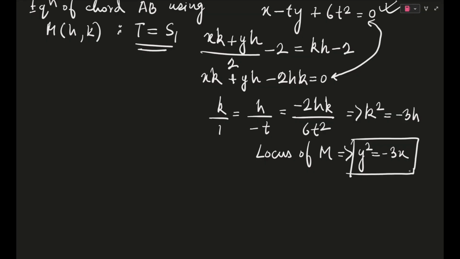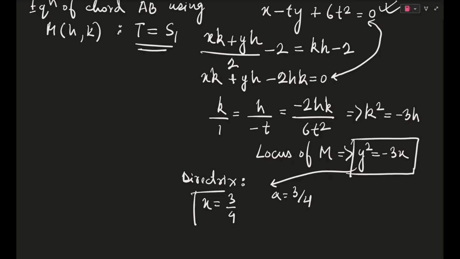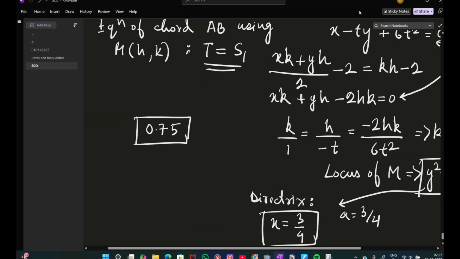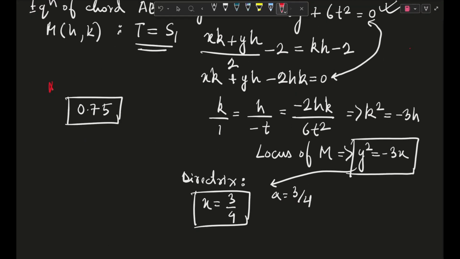So guys, from here, if you want to write out the equation of the directrix, it is pretty easy because a is equal to 3 by 4. So the directrix equation for this particular parabola, the locus of the midpoint, would be x equal to 3 by 4. So the first part's answer would be 0.75. Yes, this is the first part's answer.